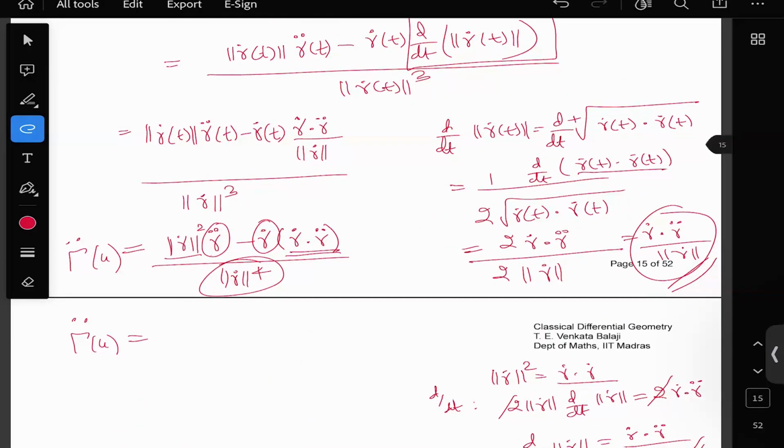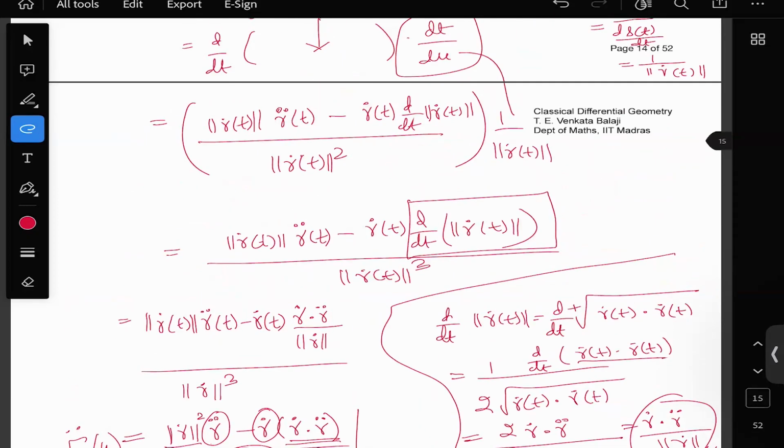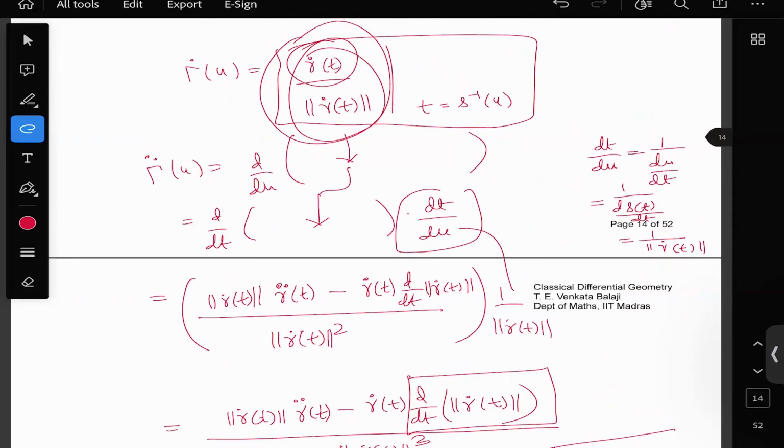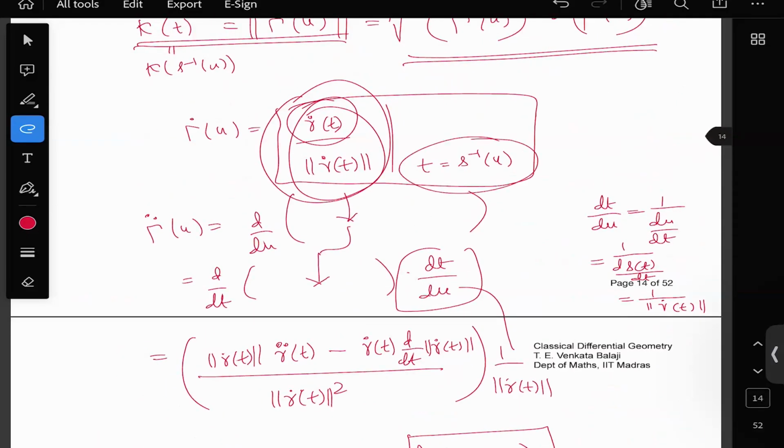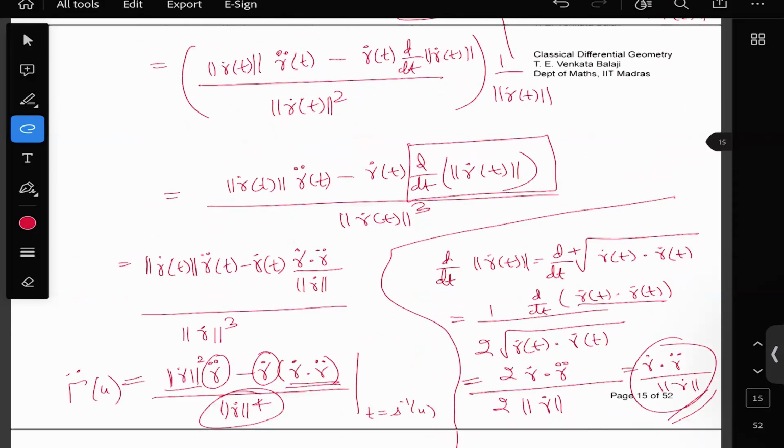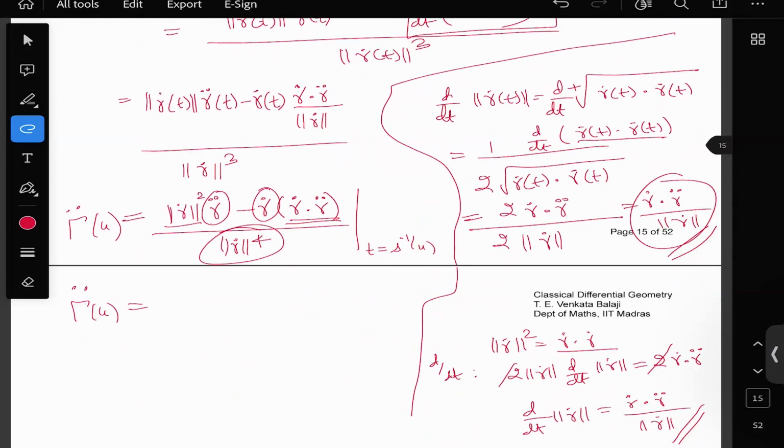And how do you reconcile with the u? There is always this t equal to s inverse u. Okay. This is always sticking around all the time. So if you remember, there is this t is equal to s inverse u there. Okay. So that both sides are functions of u. All right.